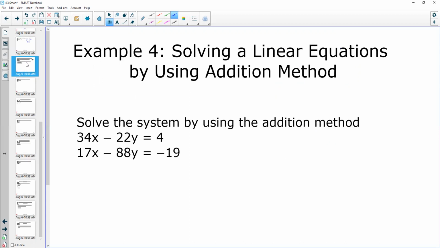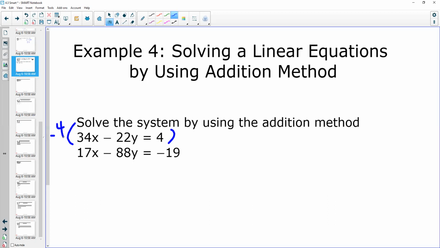Okay, let's try another one. This one is ugly looking, but it's actually not as bad as you think it is, okay? It's not terrible. Because I know that I can easily turn 22 into 88. Or I can easily turn 17 into 34. Either way, so I'm going to multiply the first one by, 4 wouldn't do it because then they'll both be negative. So I'm going to multiply by negative 4.